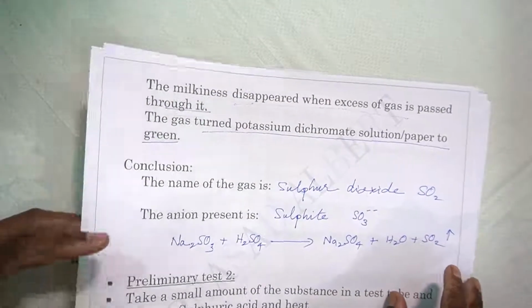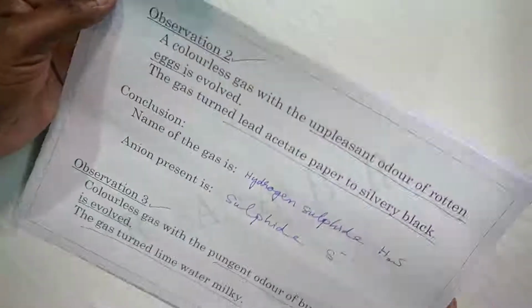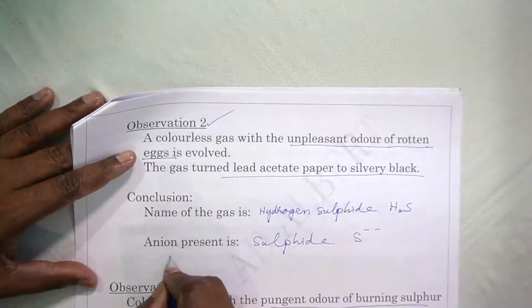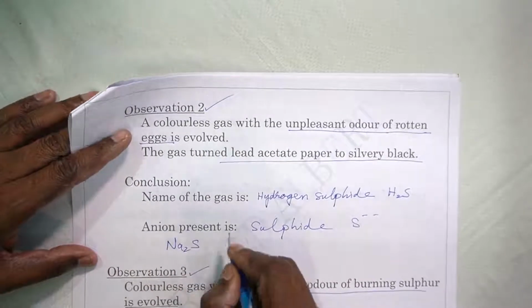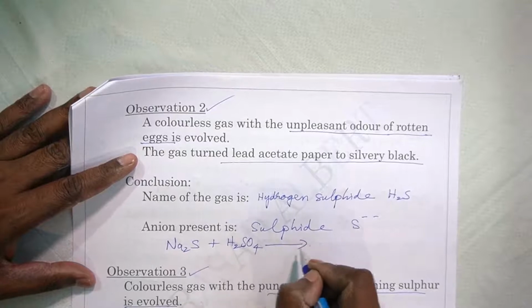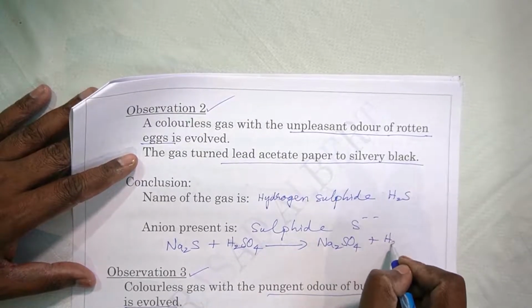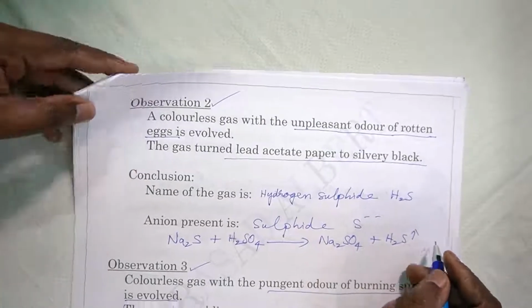In the same way, in the case of sulfide, if you take sodium sulfide, Na2S, and it is reacting with dilute sulfuric acid, what will come? Na2SO4, sodium sulfate, plus H2S gas, hydrogen sulfide, is possible, right?